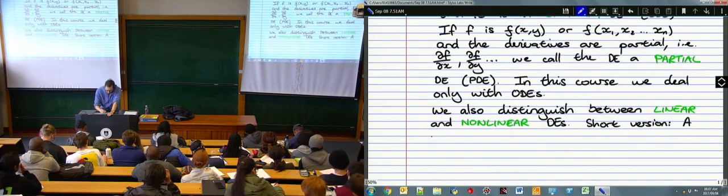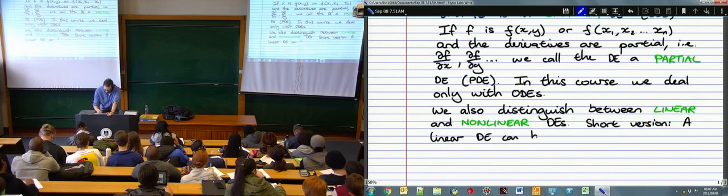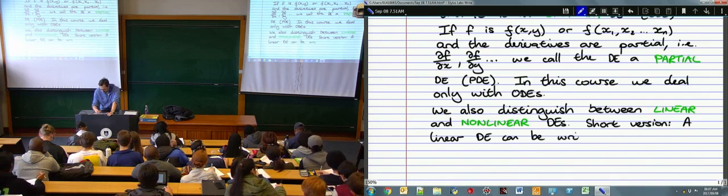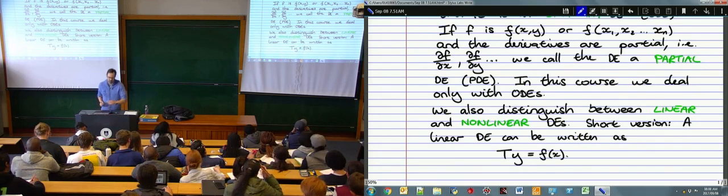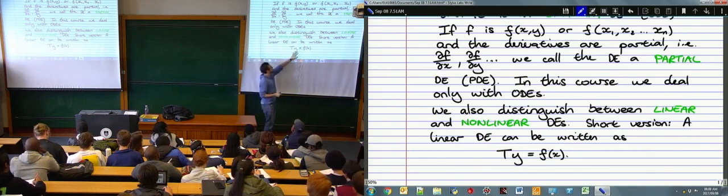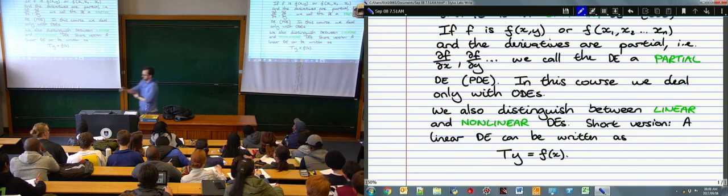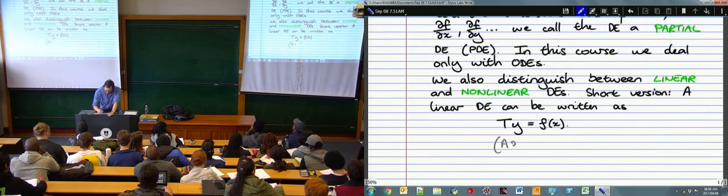A linear differential equation, let's just say, in fact, make it ty. So a linear differential equation can be written in this form. And this is maybe something which should make us think of the following.